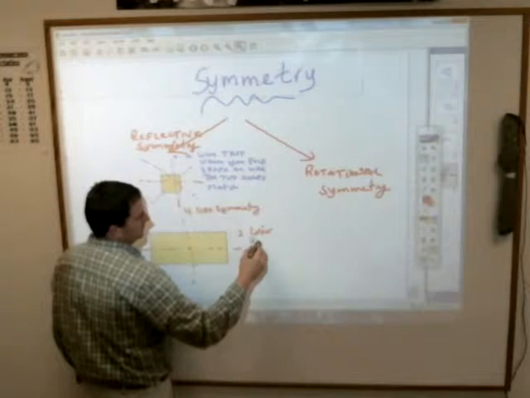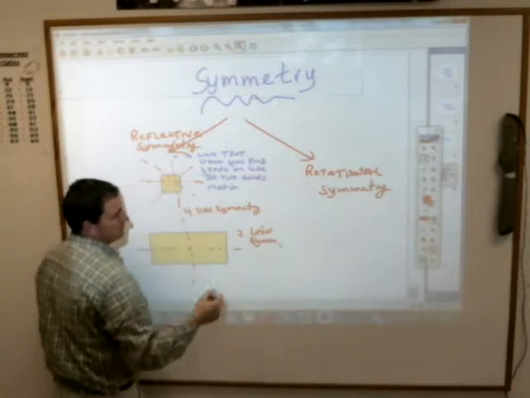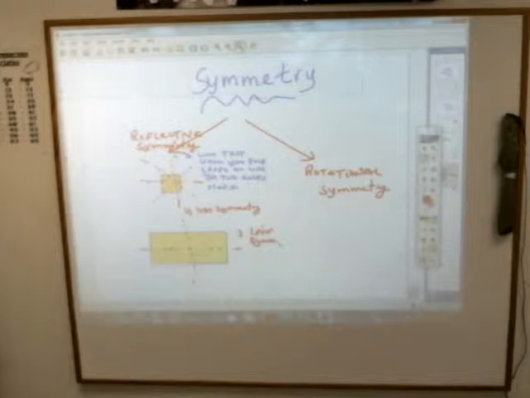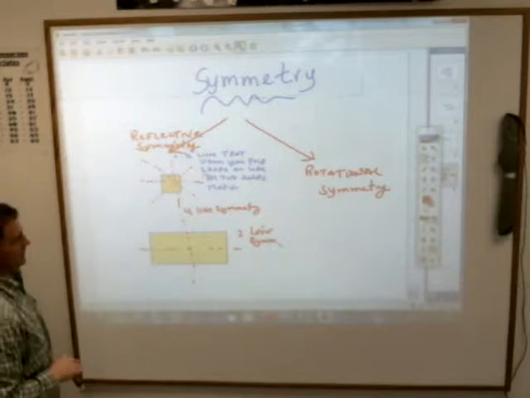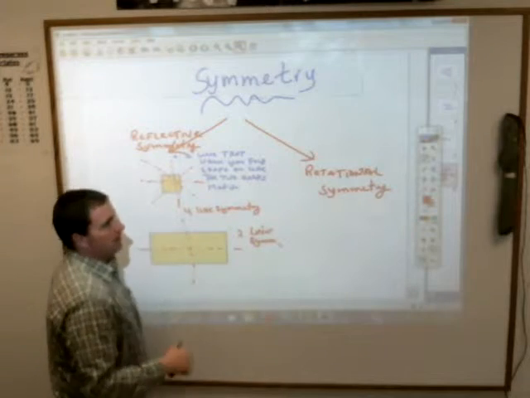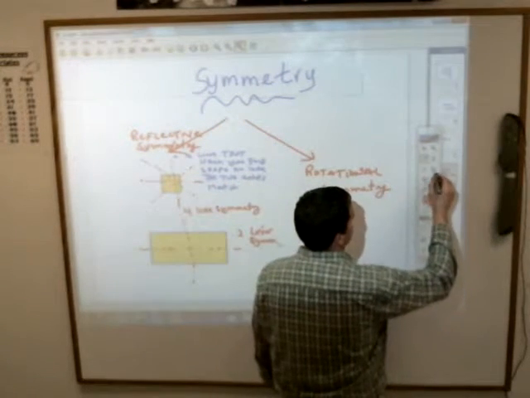Nicholas? Well, I was going to say, if you were going to count a square as a rectangle, it would have 4. Right, but we're going specific names here. Correct. How about a circle?